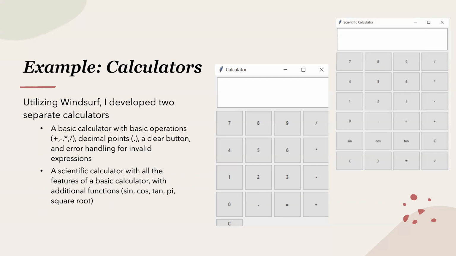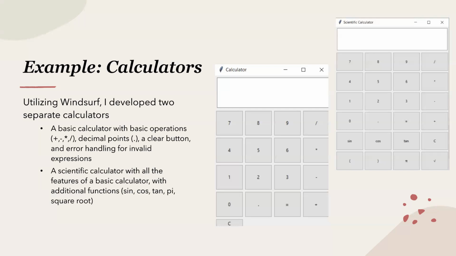In this example, I use Windsurf, and I developed two separate calculators. A basic calculator with basic operations: plus, minus, times, and divide, decimal points, a clear button, and error handling for invalid expressions. The second is a scientific calculator with all the features of a basic calculator with additional functions such as sin, cos, tan, pi, and square root.